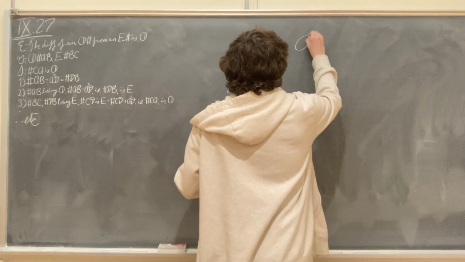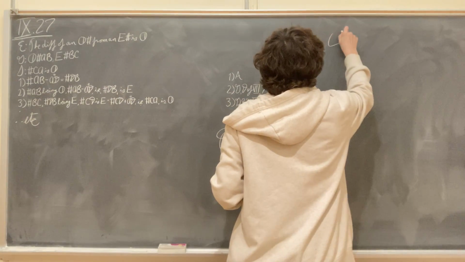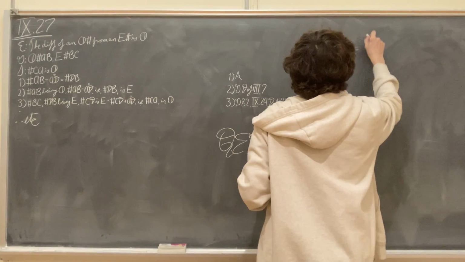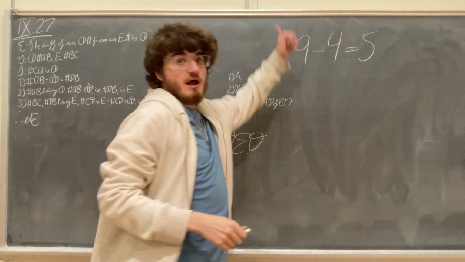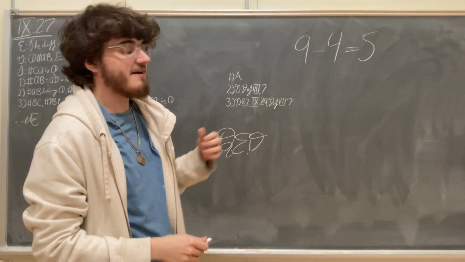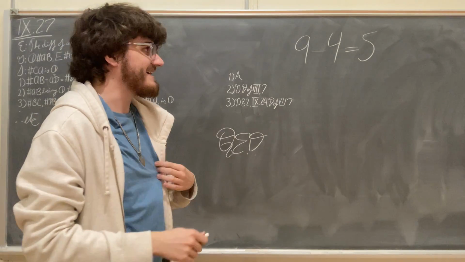So say, as an example, we have the odd number 9, and we subtract from it the even number 4. What we're going to end up with is the number 5. And what this proposition 9.27 tells us is that this number 5, which is the difference of an odd number from an even number, will be odd itself.